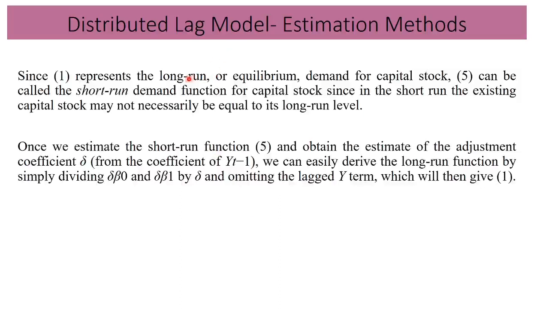Equation 1 is known as the long run or equilibrium demand for capital stock, and equation 5 is called the short run demand function for the capital stock, since in the short run the existing capital stock may not necessarily be equal to its long run level. Once we estimate the short run function and obtain the estimate of the adjustment coefficient delta from the coefficient of yt minus 1, we can easily derive the long run function by dividing delta beta 0 and delta beta 1 by delta and omitting the lagged y term, which will then give equation 1.